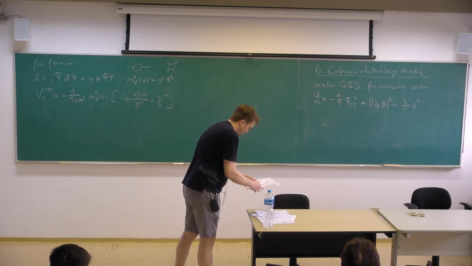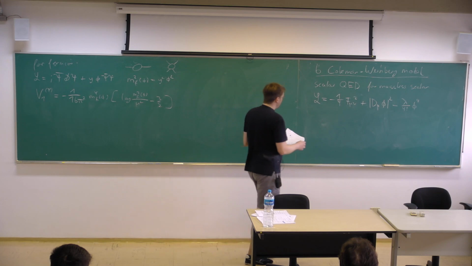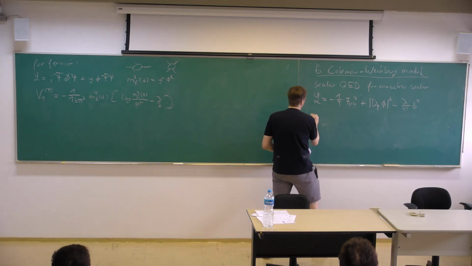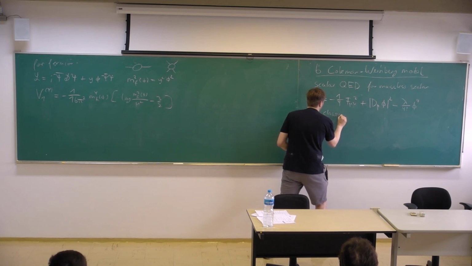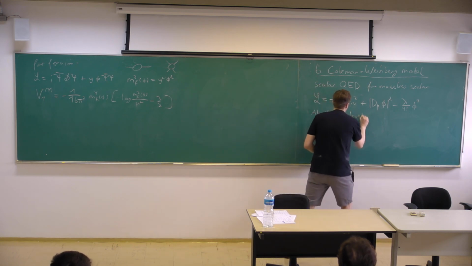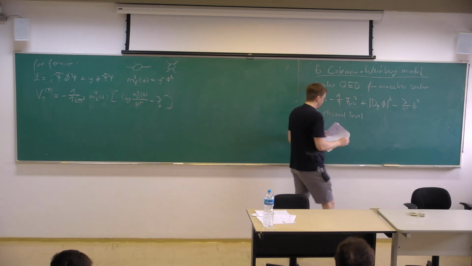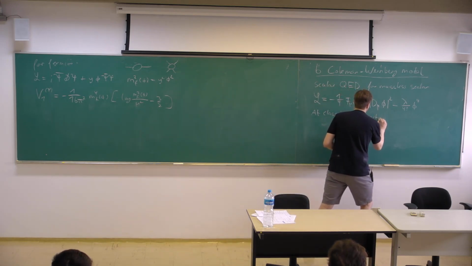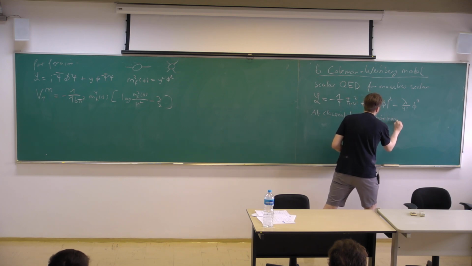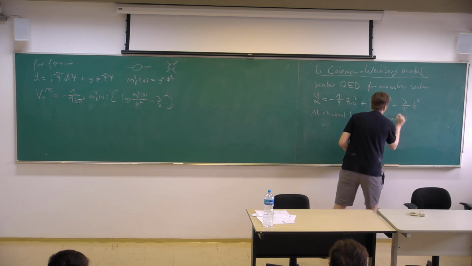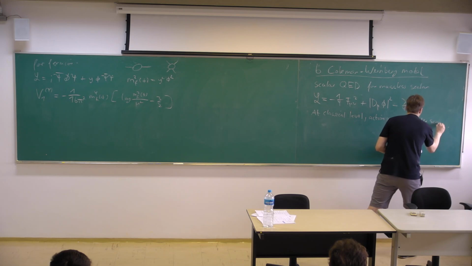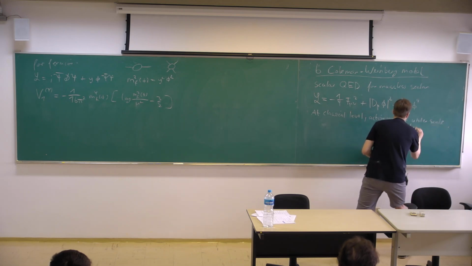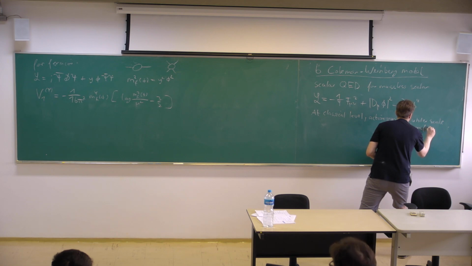So this theory, at the classical level, just this Lagrangian, has a scale-invariant action. It has a symmetry, it is invariant under scale transformations, and I will show you in a second what this means.